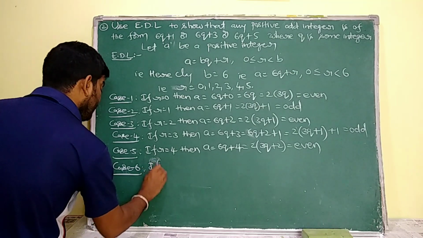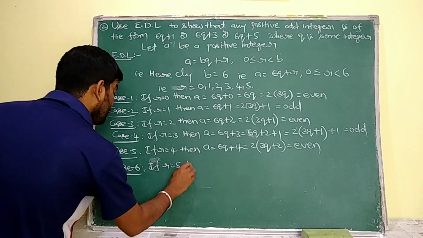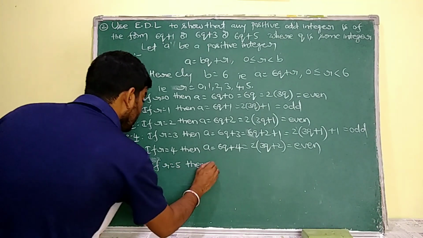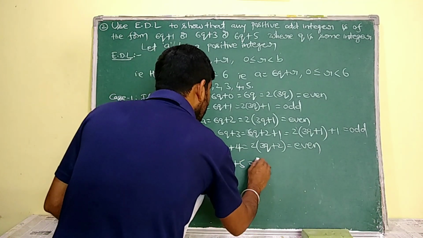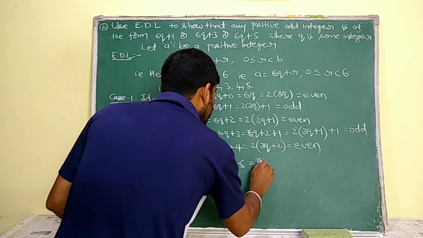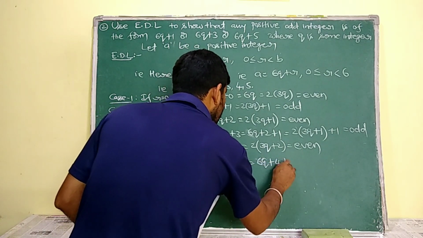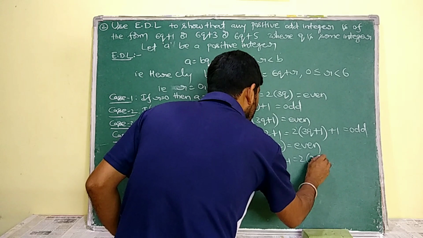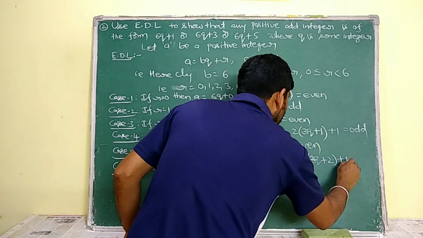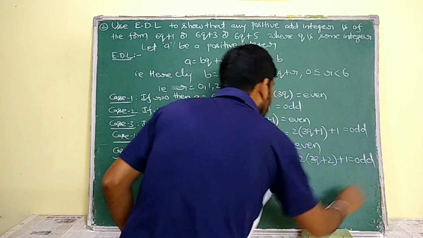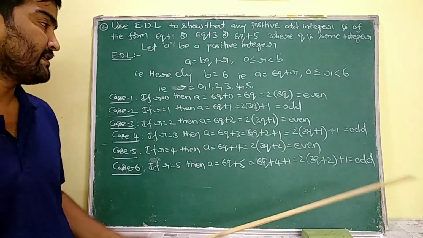If r is equal to 5, then a is equal to 6q plus 5. I am going to express this as 6q plus 4 plus 1, that is equal to 2 into (3q plus 2) plus 1, that is equal to odd. I want only odd cases.